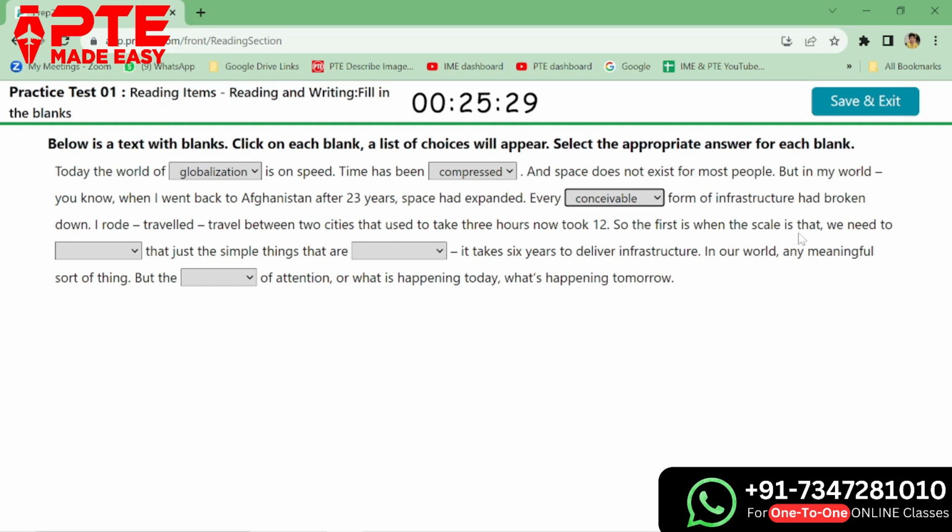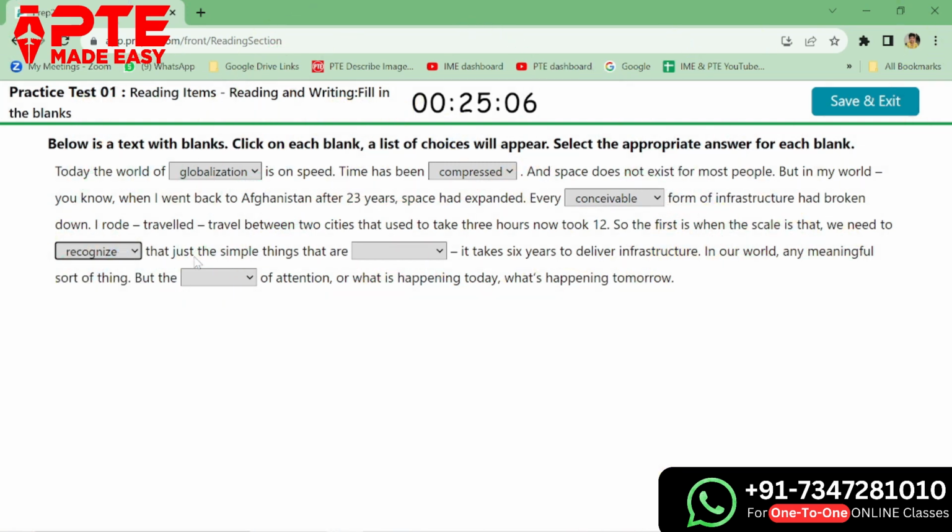So the first is when the scale is that we need to dash that just the simple things that are. So we need to what? Two is here. So after two, some verb is going to come. Okay, we need to recognize. Yes, this is the verb only. Accessibility, marketing, online cannot be the answer. So the answer is clearly recognized.